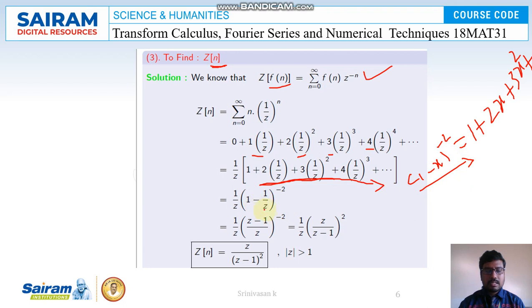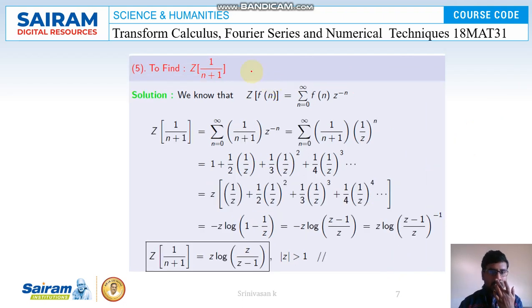And cross multiplication, so z minus 1 divided by z. We get 1 by z into, changing to the reciprocal, z square divided by z into z minus 1. So this term cancelled, we get z divided by z minus 1 the whole square. So z transform of n, the value is z divided by z minus 1 the whole square. Here we apply the new formula, that is 1 minus x power minus 2. Okay, so the next problem.